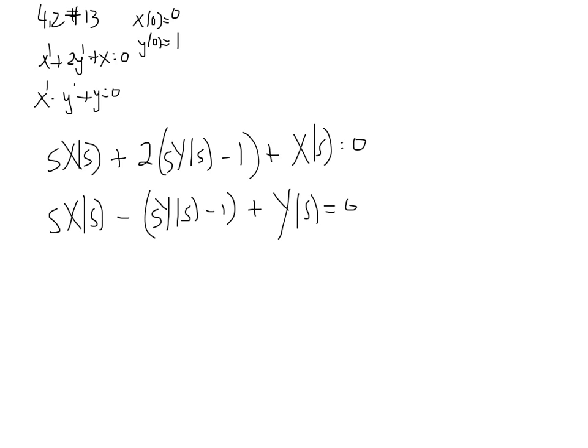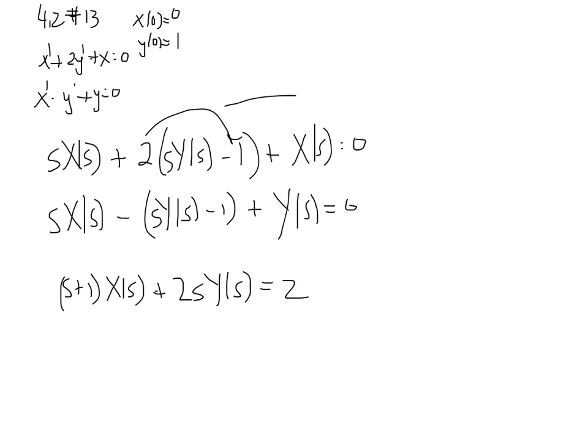So I would rewrite this, grouping the x of s's together. I'm going to have s plus 1 x of s plus 2s y of s equals 2. So I distributed that through and then moved it to the other side. And I'm going to do the same thing down on bottom. I'm going to have s x of s, then I've got plus minus s plus 1 y of s equals negative 1.